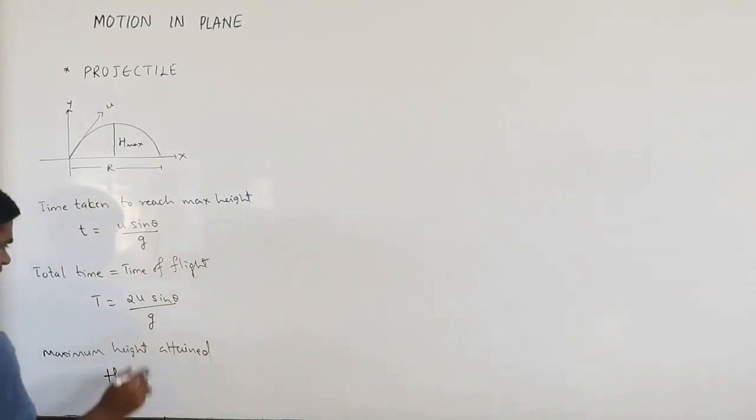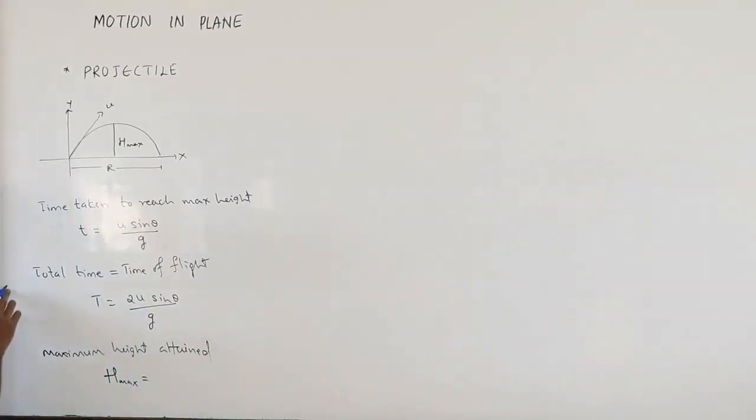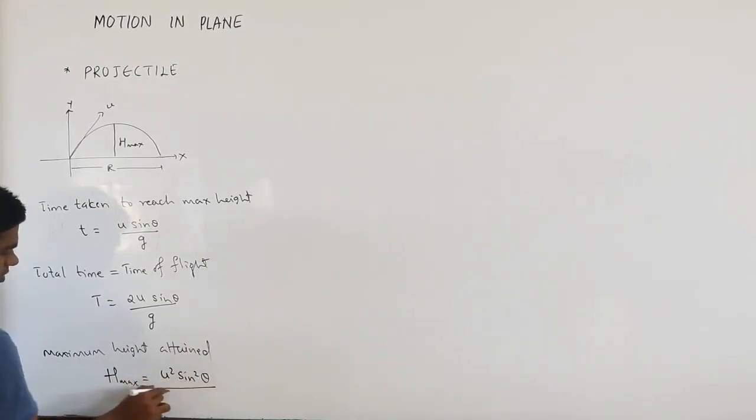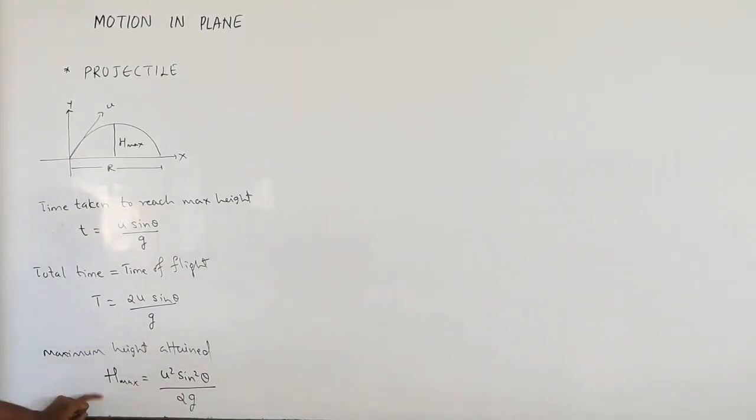So h maximum is equal to, how can we write it? You can take s equals ut plus half at square, and there you have to substitute y. So you can write it as u square sin square theta divided by 2g.